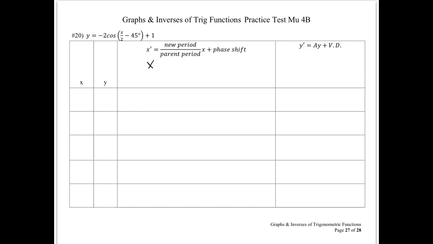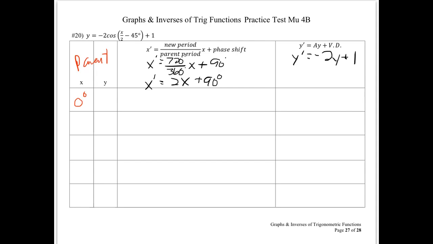X prime is the new period, which is 720 degrees, over the parent's period, which is 360 degrees, times x, plus your phase shift of 90. This simplifies: x prime is twice the original x value, and then translated to the right 90 degrees. Y prime is going to be a, which is -2, times y, plus the vertical displacement of 0, plus 1, I should say.